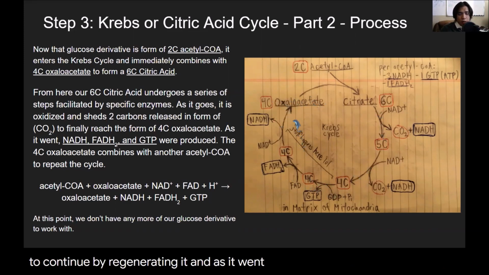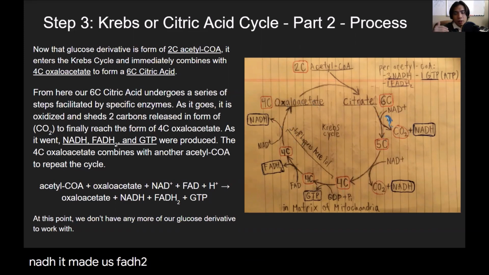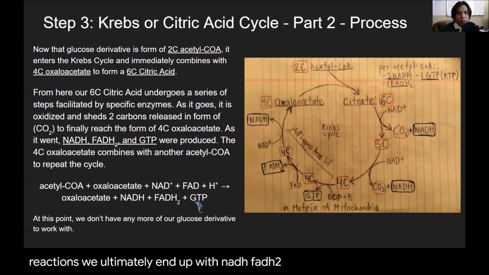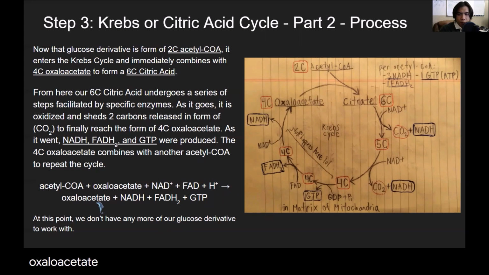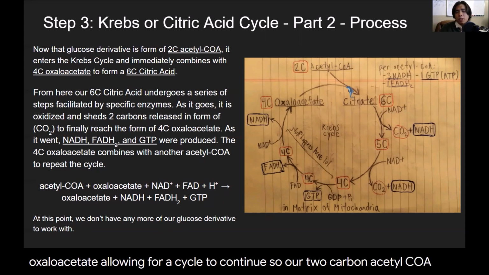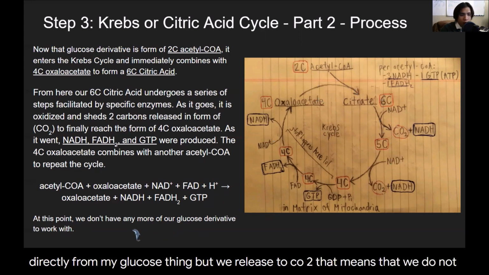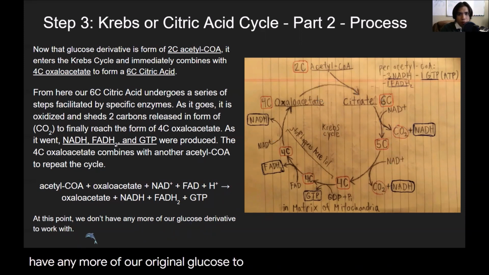And as it went, it did a number of things. It made NADH. It made FADH2, albeit a little bit less than NADH, and also made some GTP. Let's look at the equation. We have our 2-carbon acetyl-CoA. We add it to the oxaloacetate. Through a series of reactions, we ultimately end up with NADH, FADH2, GTP, and we regenerate our oxaloacetate, allowing for a cycle to continue. So our 2-carbon acetyl-CoA was directly from our glucose, but we released 2 CO2. That means that we do not have any more of our original glucose derivative to work with.